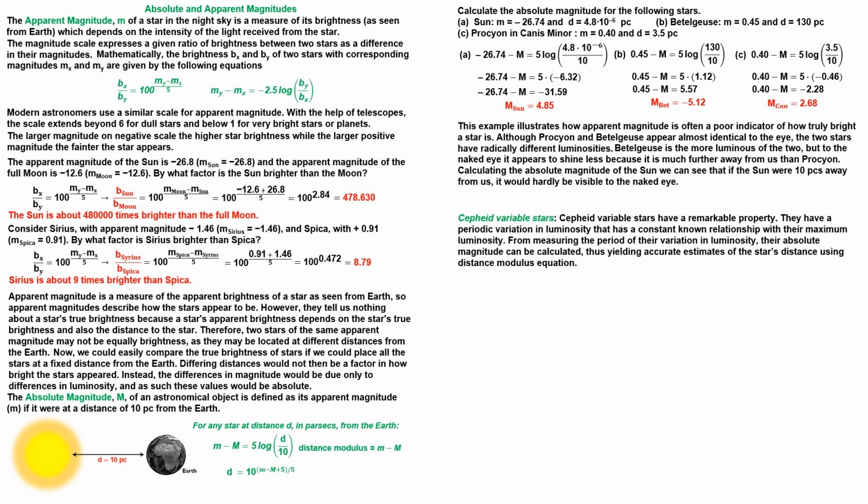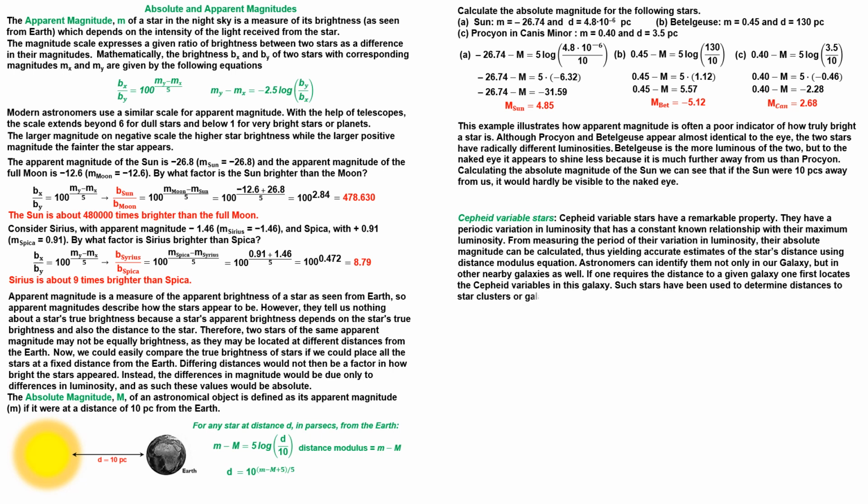Astronomers can identify them not only in our galaxy, but in other nearby galaxies as well. If one requires the distance to a given galaxy, one first locates the Cepheid variables in this galaxy. Such stars have been used to determine distances to star clusters or galaxies well beyond what is possible from parallax measurements. Astronomical objects such as these, for which the luminosity can be calculated directly, are called standard candles.